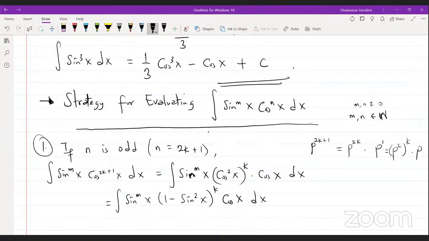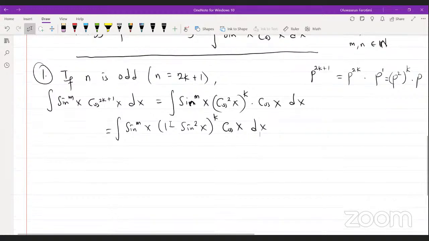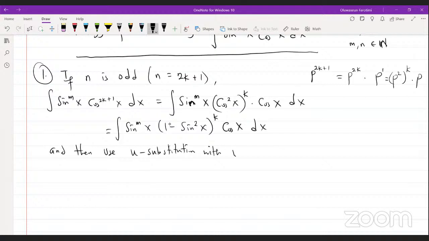All right. So when you simplify in this nature, now it's easy. You can just use your u substitution. And in this case, what kind of u substitution do you use? You use u equals sine of x. Okay. So use u substitution with u equals sine of x.